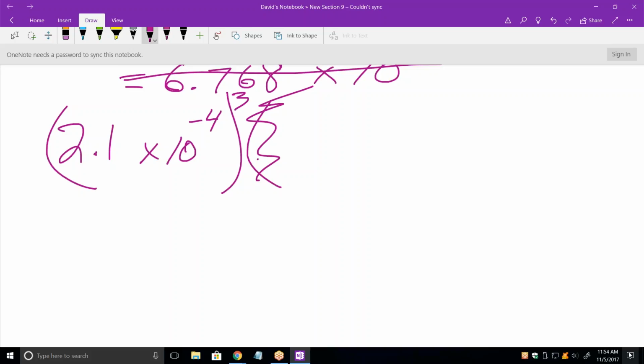So 2.1. This cube acts on anything that's inside the parentheses. Okay, it acts on both that number and that number. Should I cube them all? Well, you got to cube 2.1 for starters.